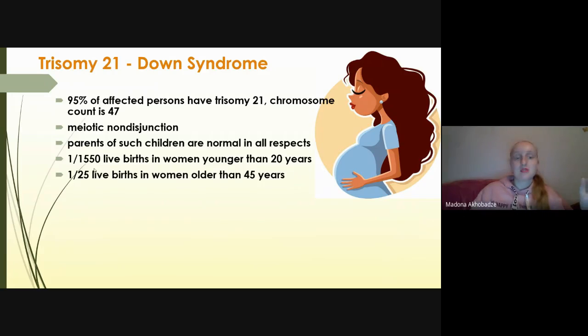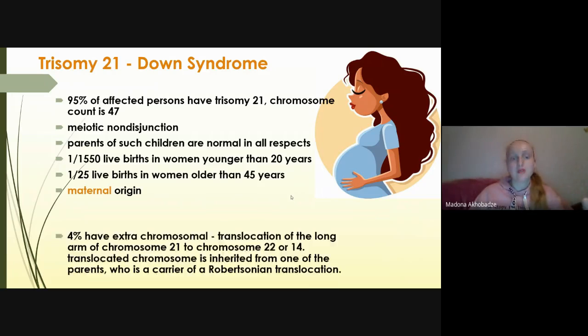It means a fivefold or tenfold increase. So 1 out of 25 women older than 45 could give birth to a baby with Down syndrome. The maternal origin is confirmed. Maternal meiotic nondisjunction, or missegregation of the chromosomes, leads to Down syndrome.